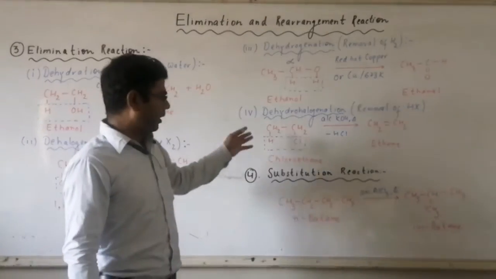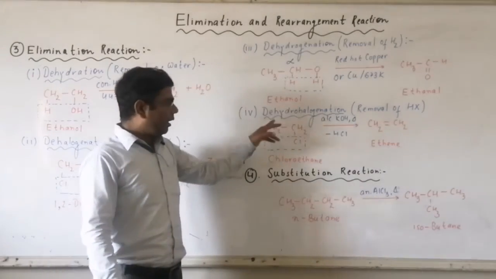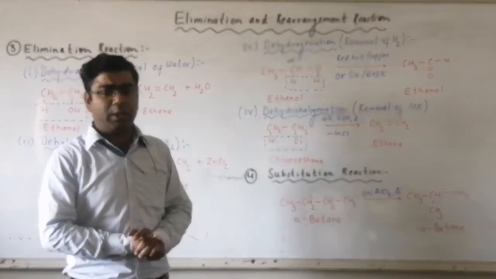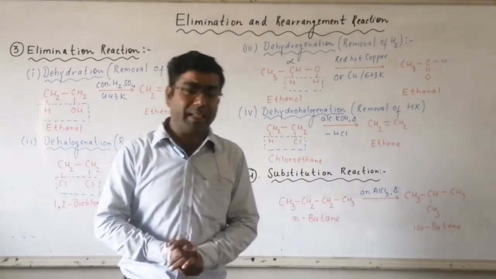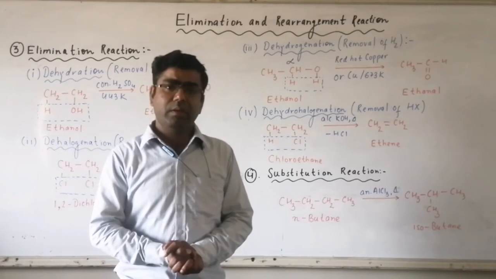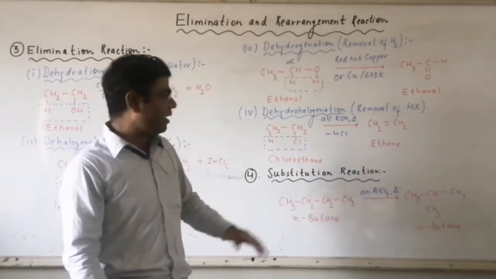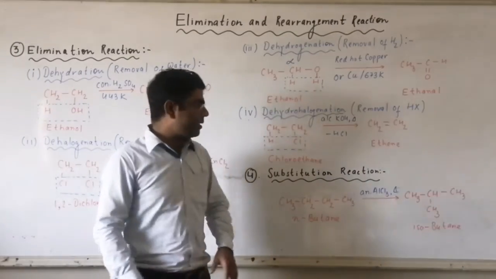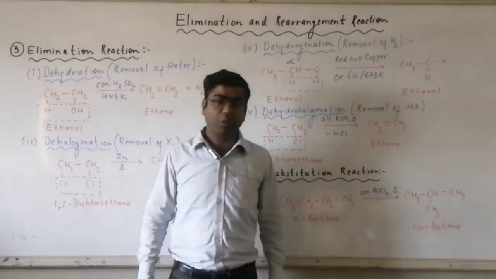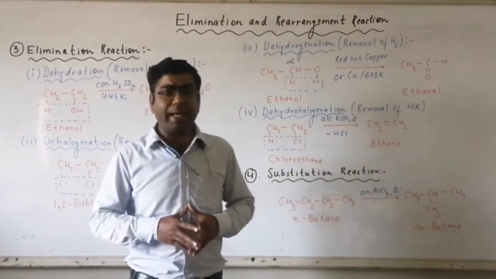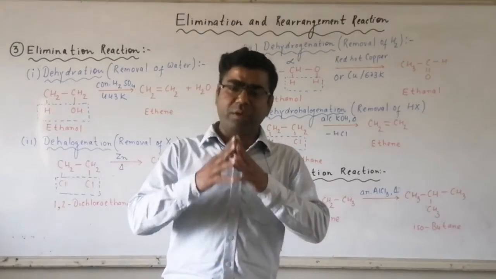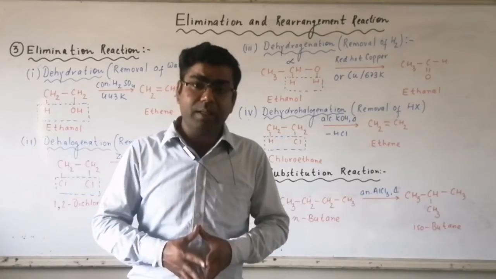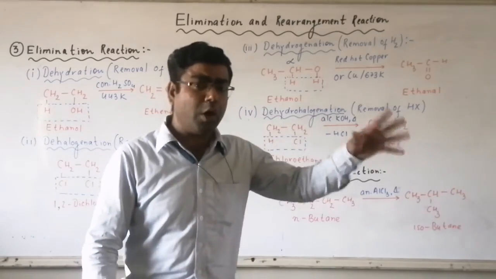Then the last reaction, dehydrohalogenation, removal of a hydrogen halide molecule HX. It can be HCl, HBr or HI. So what are we using? We are using alkyl halides or haloalkanes here, in presence of alcoholic KOH, not aqueous KOH. Aqueous KOH will carry out a nucleophilic substitution reaction. Aqueous KOH converts haloalkanes or alkyl halides to alcohol.